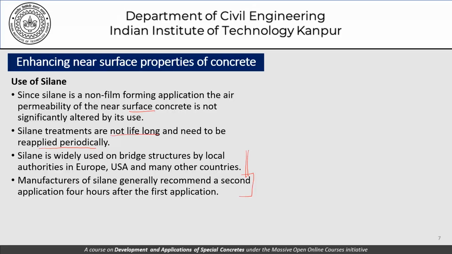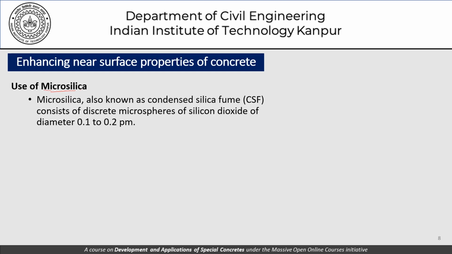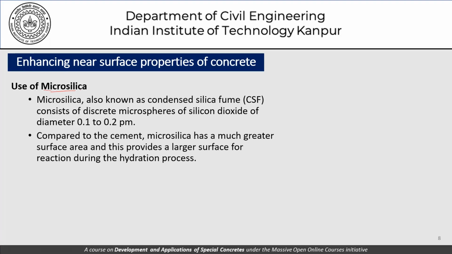The other option that we have in terms of enhancing surface properties of concrete is the use of microsilica. Now, of course, microsilica is not an application from the surface. Microsilica, also known as condensed silica fume, consists of discrete microspheres of silicon dioxide of the diameter of about 0.1 to 0.2 picometers. Compared to cement, microsilica has a much larger surface area and provides a larger surface for reaction during the hydration process. So microsilica is one of the mineral admixtures that is added to the concrete at the time of proportioning itself.